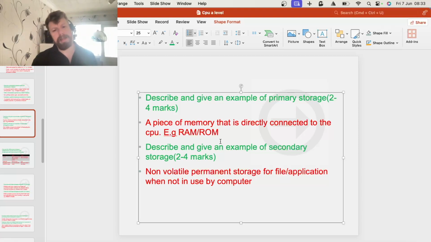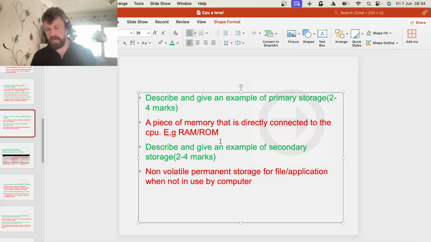Secondary storage is the idea of non-volatile permanent storage for files and applications when not in use by the computer. If you just remember the definition, great, that's the first step. But the understanding of this is, when I want to use something, I load it from secondary storage, where it's almost dormant, and then I load it into RAM. Then I'm working on it. Right now, my PowerPoint is being worked on, and I'm getting the data and instructions and everything from there, and it's that idea between the two of them.